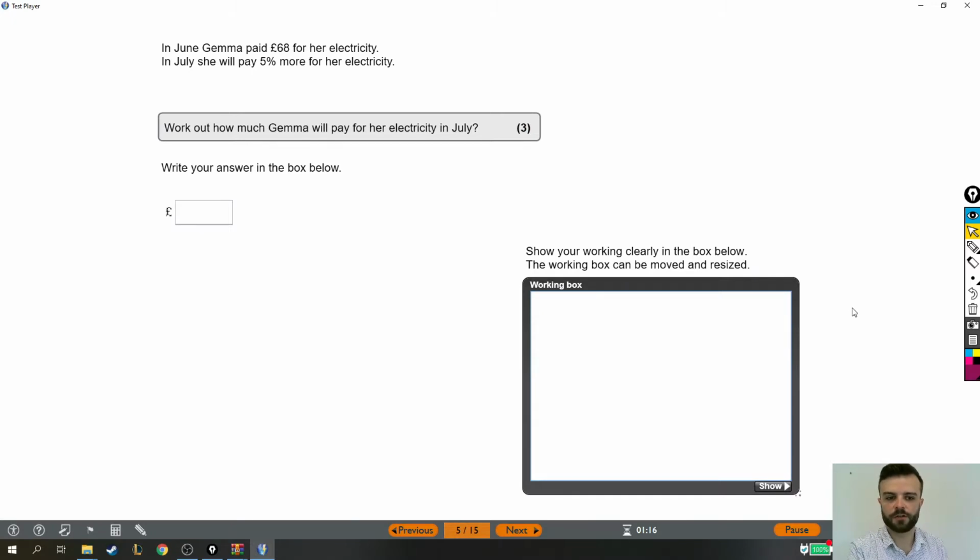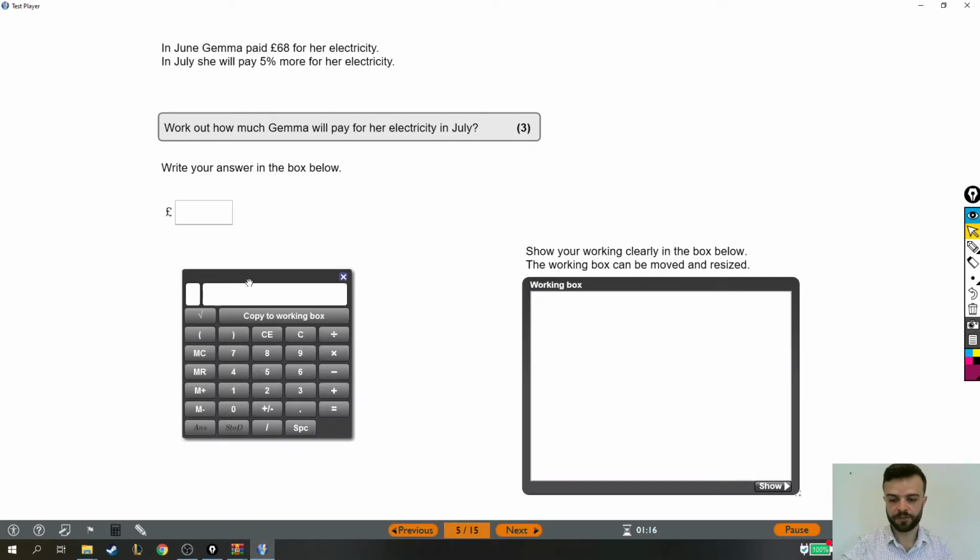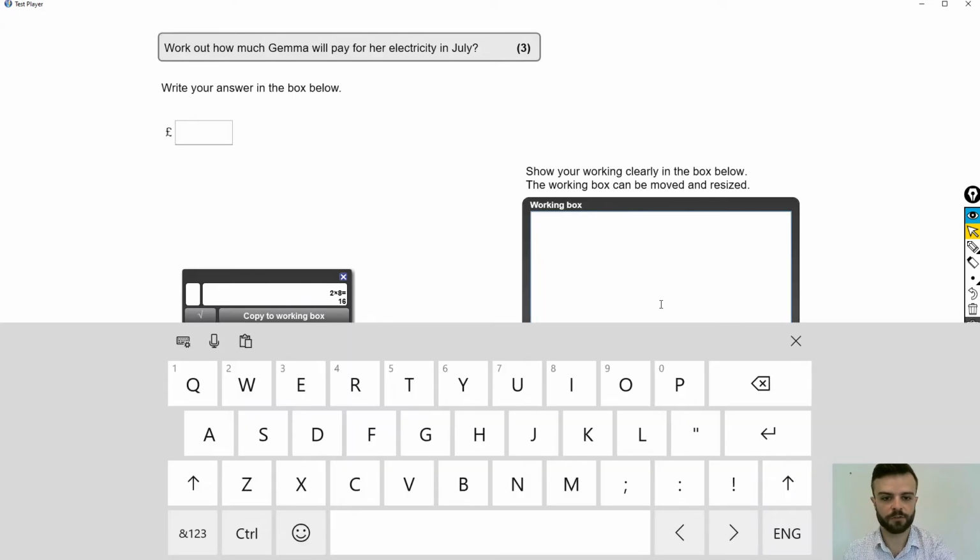Okay, so now we've started on the calculator portion of the paper, which means at the bottom left down here, we now have a calculator. And you are allowed a physical calculator, and you may well wish to have a physical one in front of you as well. But the good perk about this on-screen calculator is that if for some reason you have to do 2 times 8 equals 16, you can just press this button, copy to working box, and it will go straight into the working box for you, which is obviously super handy, saves you having to do lots of typing.